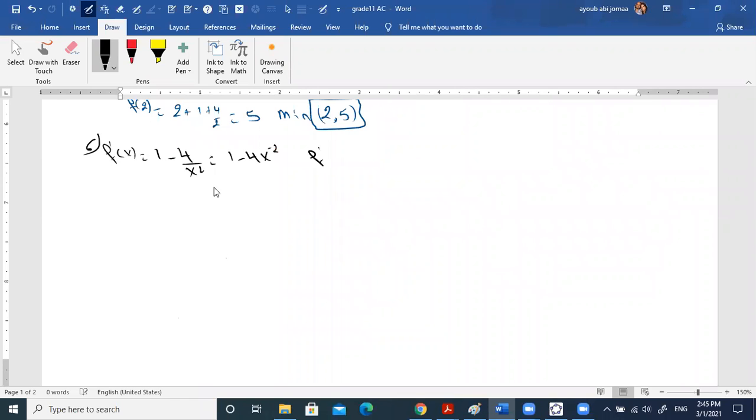f double prime of x will be equal to the derivative of 1, which is 0, plus the derivative of negative 4x to the power negative 2. Negative 4 times negative 2 is positive 8. x to the power negative 2 minus 1 gives x to the power negative 3, which is 8 over x cubed. Now if you put it equal to 0, then cross product: 8 equals 0 is impossible, no solution.